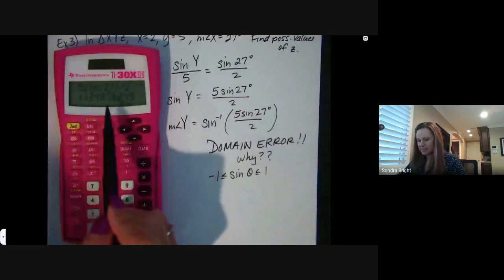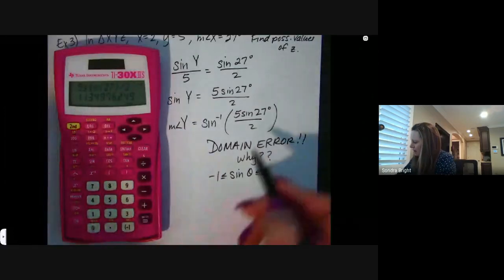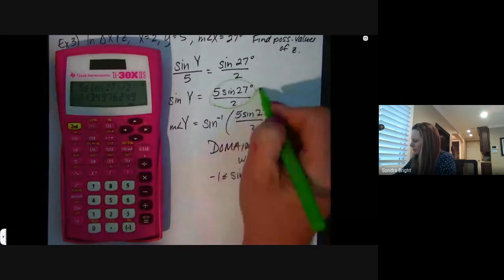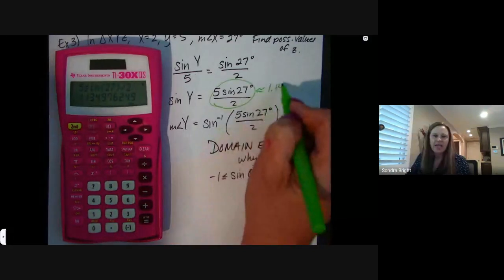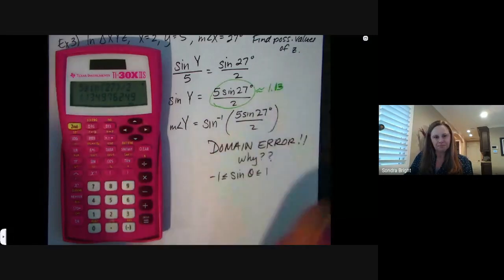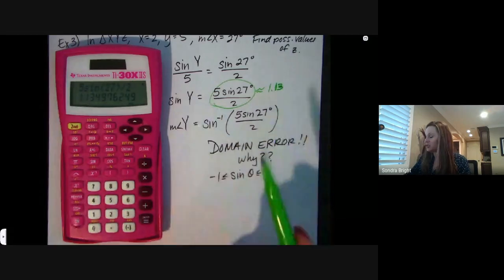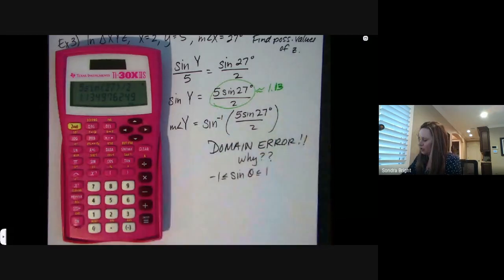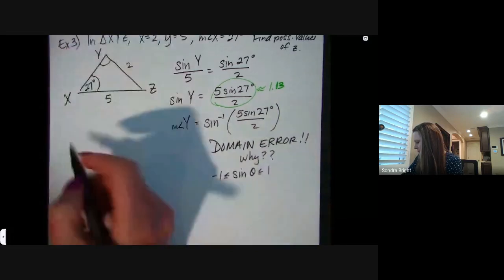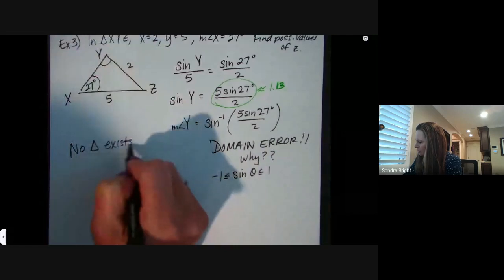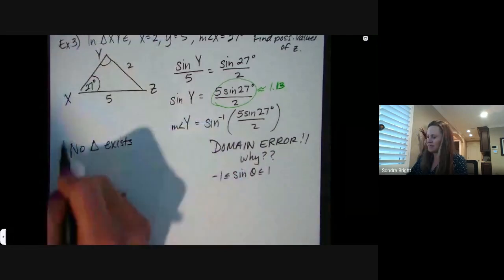So this turned out to be about 1.13, and there's no way the sine of an angle is bigger than 1. That's why you're getting the domain error. And when you get a domain error, what is your answer? No triangle exists. There is no triangle that satisfies the given information. It's not going to happen.